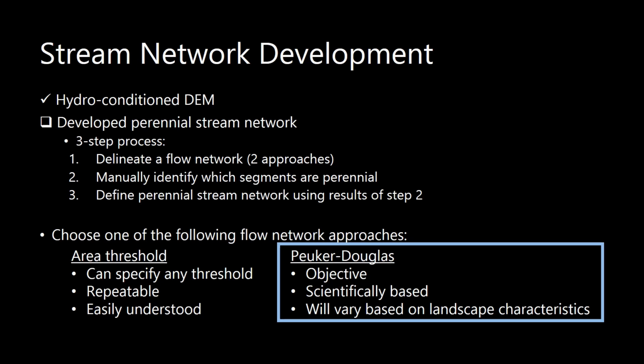Area threshold is an easily understood method and is repeatable due to the fact that the user gets to specify a certain threshold value, while Pucher-Douglas is objective and scientifically based, and the results are dependent on landscape characteristics as opposed to a user specification.